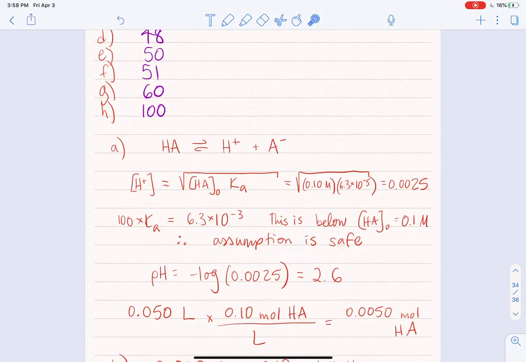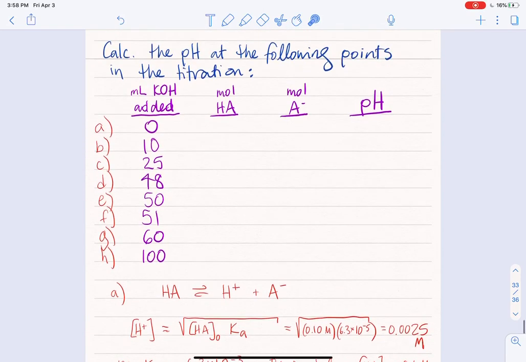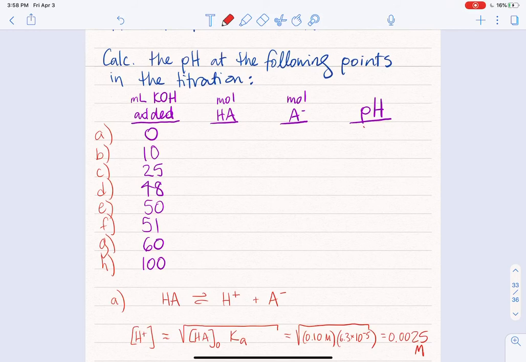So the assumption is safe, and I can assume that this is going to be approximately equal to the square root of the initial concentration of benzoic acid times the Ka. So my proton concentration is 0.0025, and that is going to be, of course, a molar concentration. I can take the negative log of that to get the pH. So I can put that pH value into my chart here, 2.6. It's an acidic pH, which makes sense because benzoic acid is a weak acid, so I expect an acidic pH.